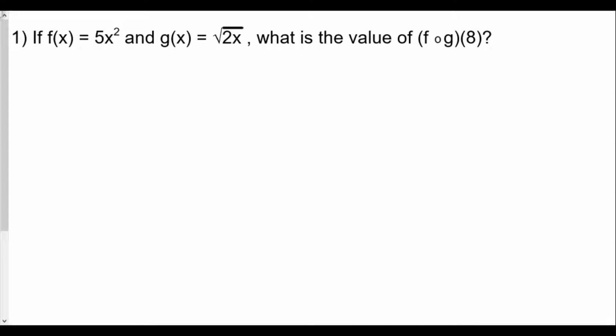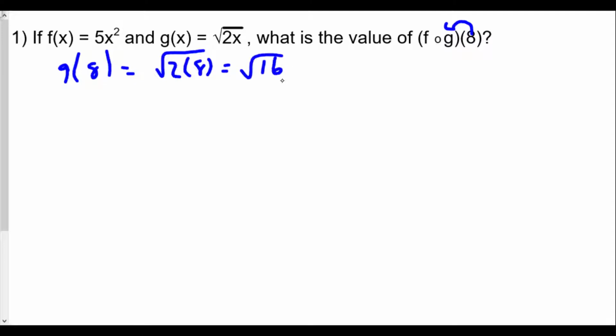It says here f of x equals 5x squared and g of x equals square root 2x. What is the value f of g of 8? So when we see f of g of 8, it really means in this case that we're plugging 8 into g first. So we have g of 8, and g of 8 just means the square root of 2 times 8, or the square root of 16, which is equal to 4.